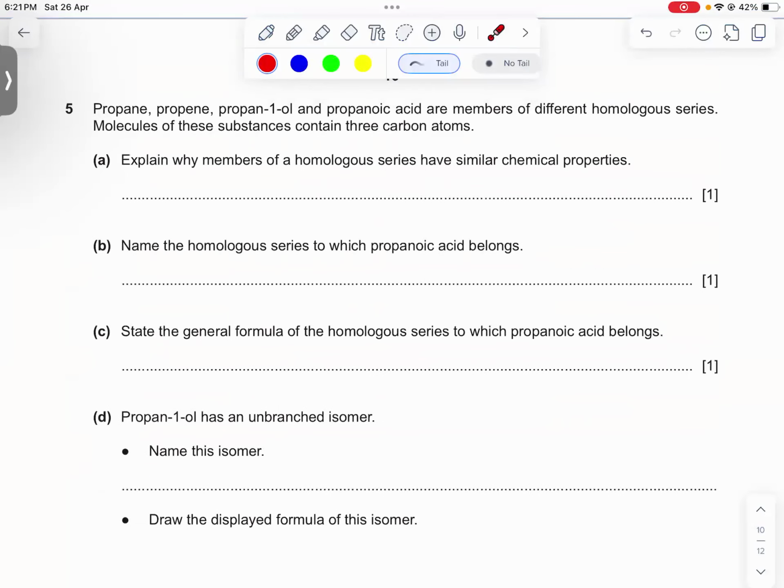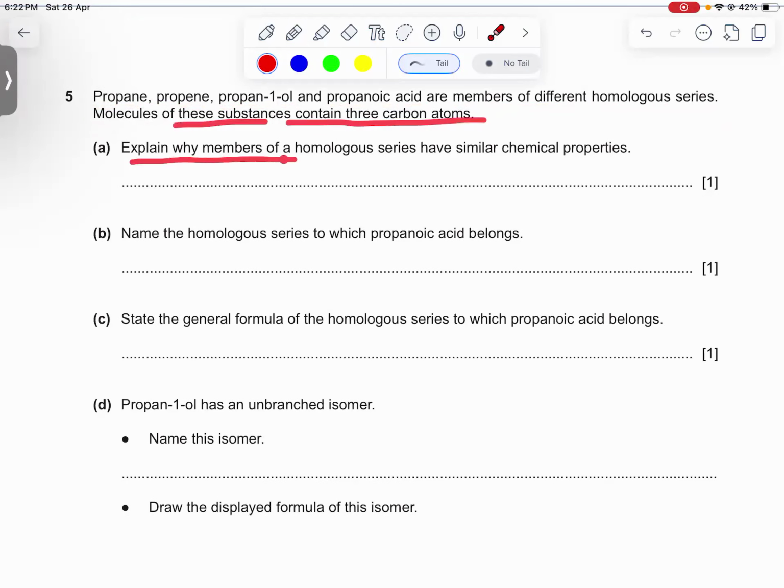On to the next question, question number 5. Propane, propene, propan-1-ol, and propanoic acid are members of different homologous series. Molecules of these substances contain 3 carbon atoms. Explain why members of homologous series have similar chemical properties. Why do they have similar chemical properties? It is because they have the same functional group.